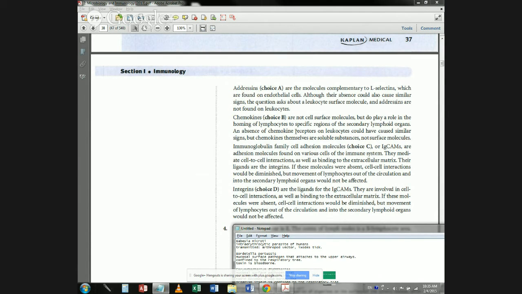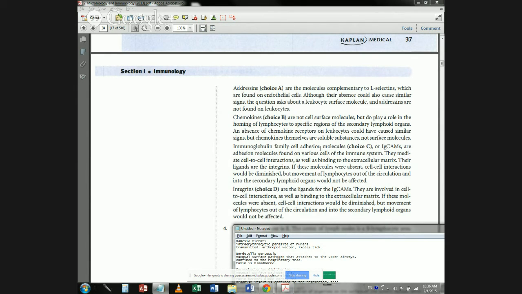An absence of chemokine receptors on leukocytes could have caused similar signs, but they're not soluble substances. I mean, they're soluble, they're not surface. So we're looking for a surface molecule. Okay, so addressins was wrong because it's not leukocyte. Chemokines are wrong because they're not surface molecules.